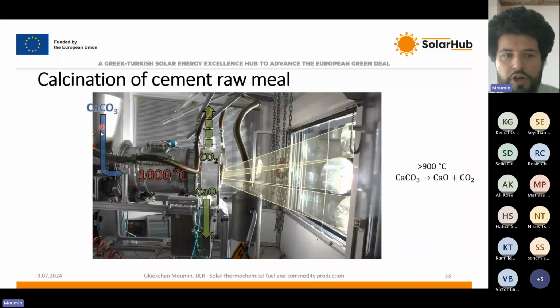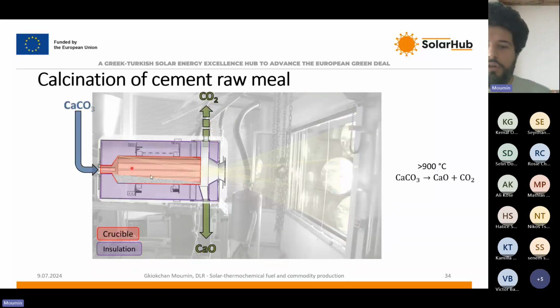So we have calcium carbonate fed into the reactor. The reactor is heated to 1,000 degrees C to have fast kinetics of the reaction, and the product leaves at the bottom, and CO2 can be extracted ideally at the top. And this is how it looks inside.